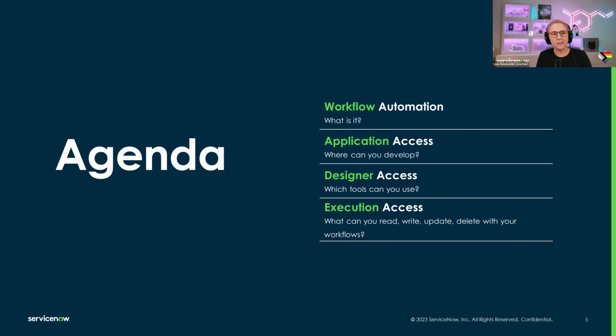And then third, execution access. So when your workflows are created and published and deployed to your prod instance, what happens when you use them? How do you determine what can be read, written, updated, or deleted with those workflows?